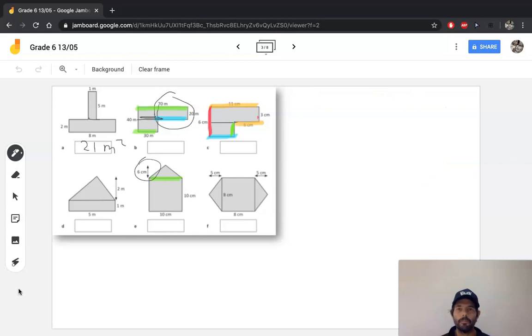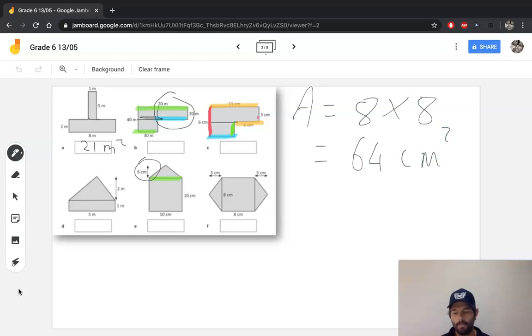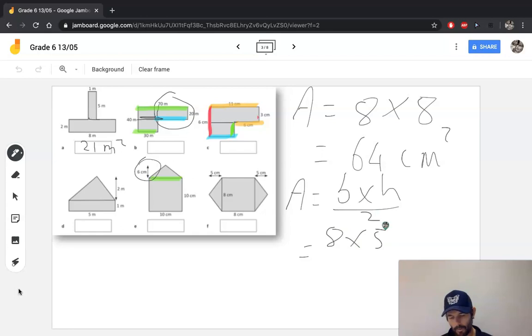And then F. Again, we've got a square in the middle, so the area equals 8 times 8, which equals 64 centimeters squared. Then I've got 2 triangles, but they're both exactly the same. So area equals base times height divided by 2. My base is 8. My height is 5. I need to divide that by 2, so 40 divided by 2 is 20 centimeters squared.